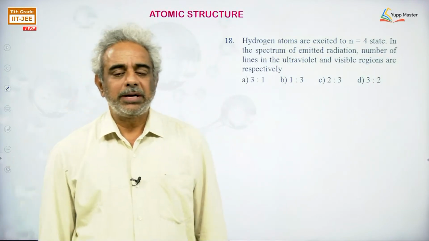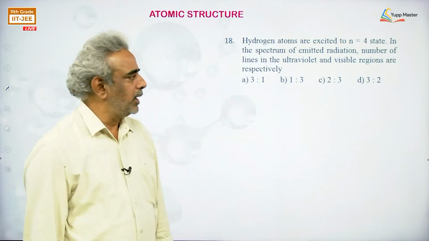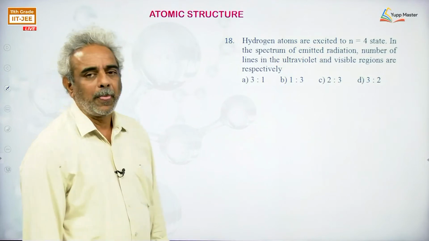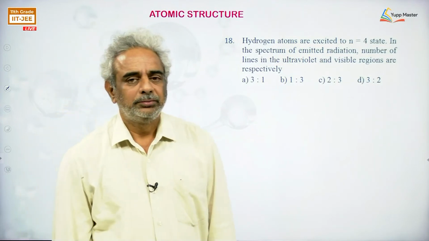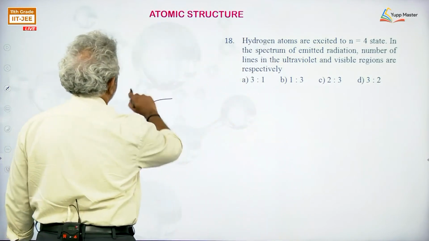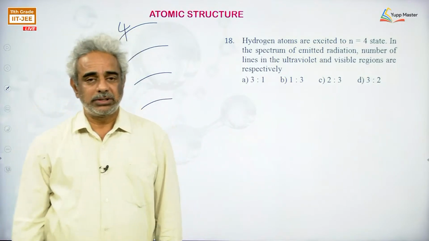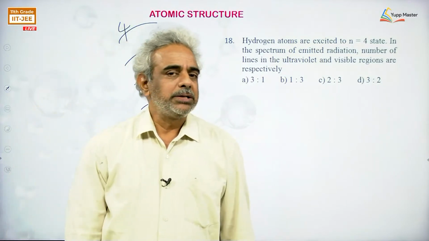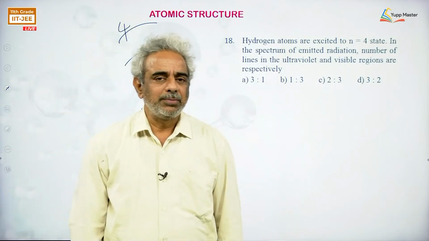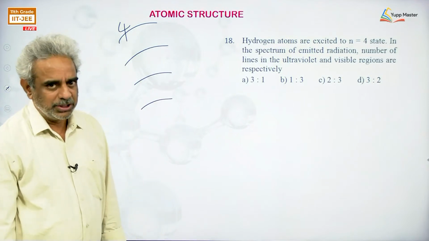Hydrogen atoms are excited to n is 4 state. In the spectrum of emitted radiation, number of lines in the ultraviolet and visible. Very simple question. See, electrons are at present in which state? 4th state. 1, 2, 3, 4. He wants how many ultraviolet lines are possible. It is not happening in a single hydrogen atom, statistical. So many hydrogen atoms are there, lakhs and crores. So, you can select all possible transitions.